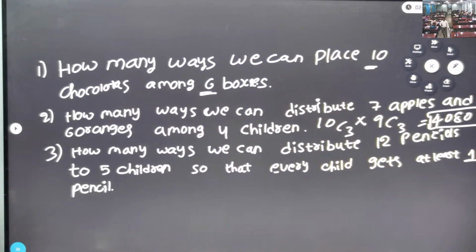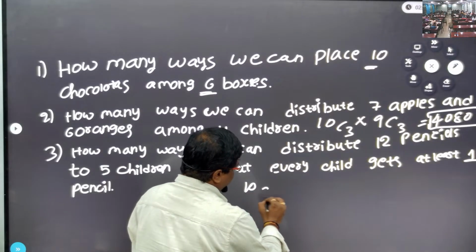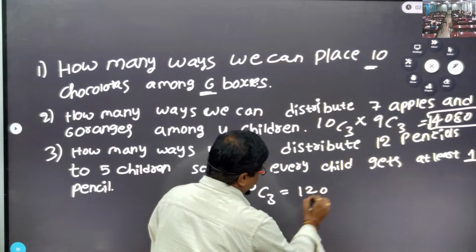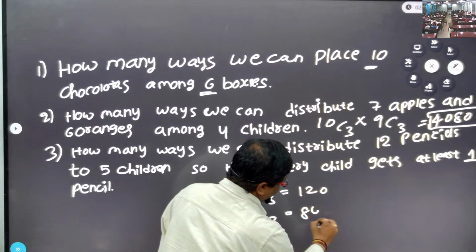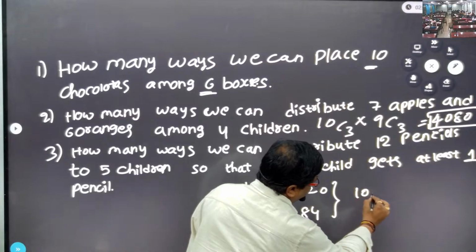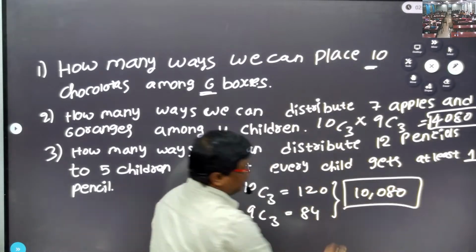Right. For 10C3 you are getting 120. For 9C3 you are getting 84. Multiply these two, we are getting 10,080.